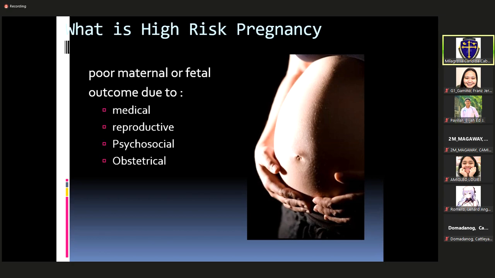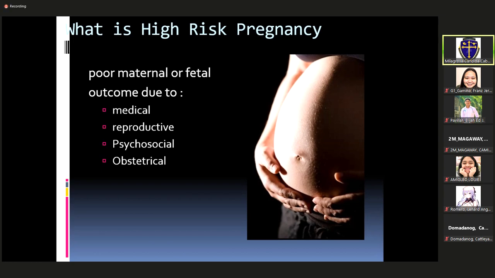Kasi kung vasoconstricted lalo po yung inyong mga blood vessels, no, it would contribute to the stimulation of the uterus to contract, as well as the fetus would have deficiency when it comes to nutrients and blood supply. So, pwede siyang magiging malnourished or small for the gestational age, no, yung baby natin.